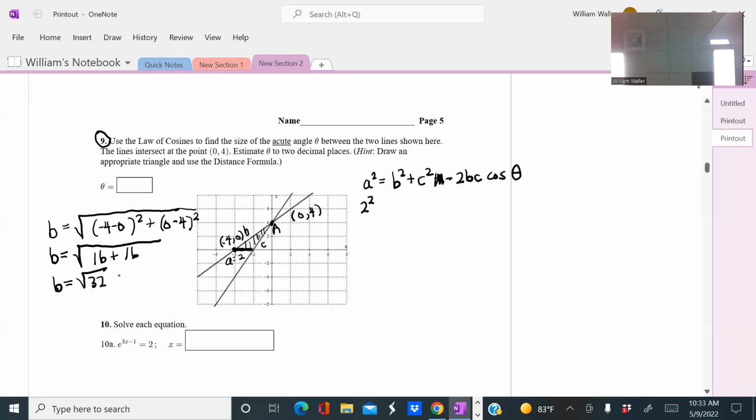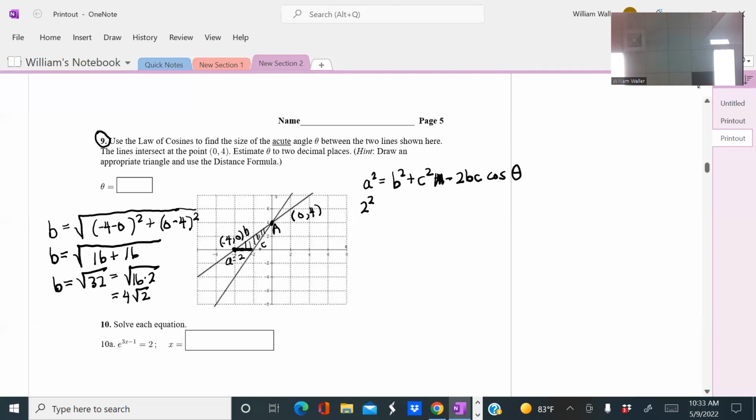You can simplify that if you want to, by the way. Square root of 32, 32 is 16 times 2, right? And the reason I would write 32 as 16 times 2 is that 16 is a perfect square. So you would end up with 4 times the square root of 2.